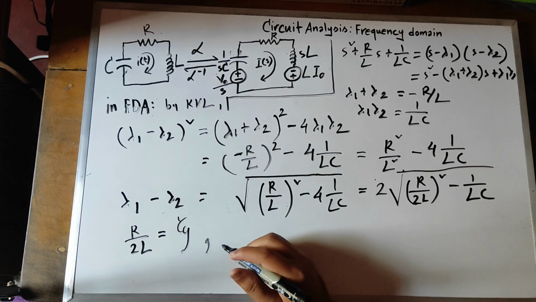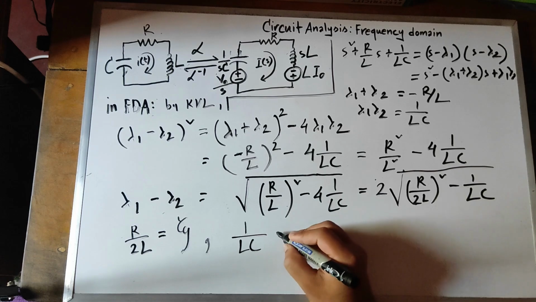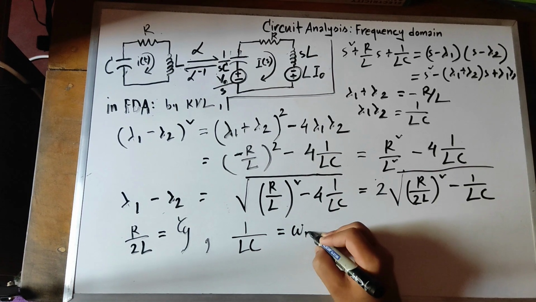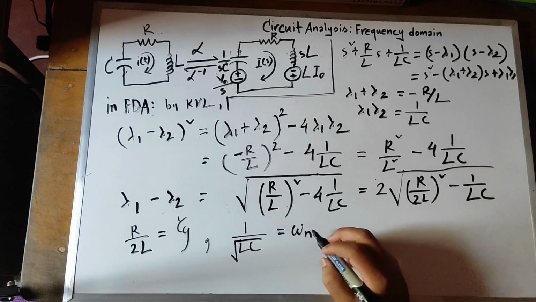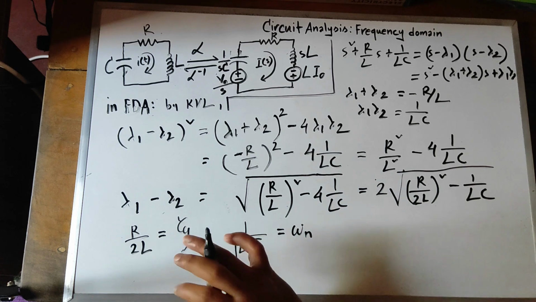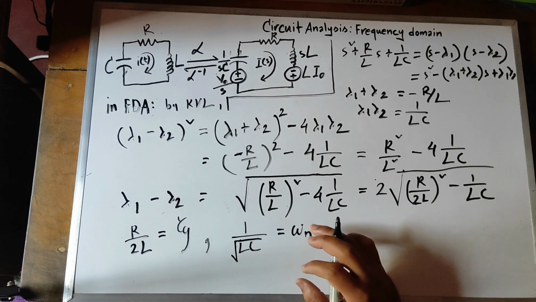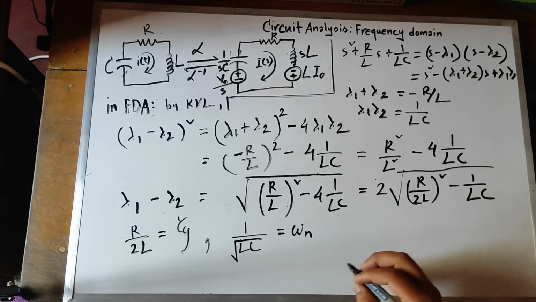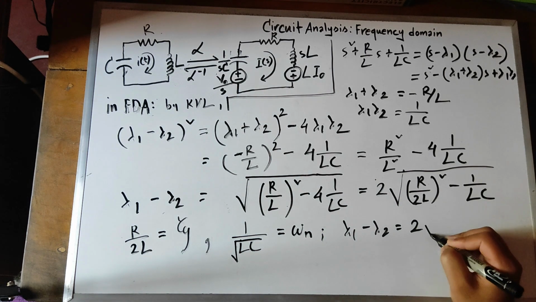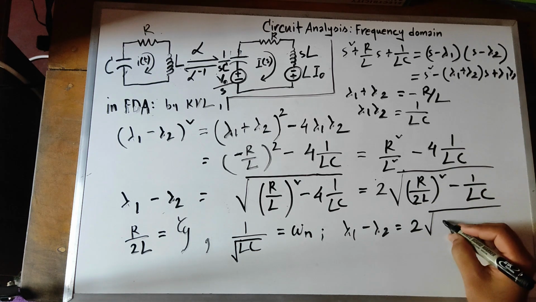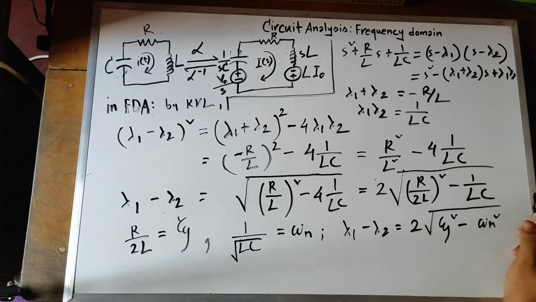I have defined in my previous circuit analysis videos 1 by LC as the natural undamped frequency omega n squared, so omega n is 1 by root LC. If we replace these terms by the damping factor and the natural undamped frequency, lambda 1 minus lambda 2 is 2 root over psi square minus omega n squared.